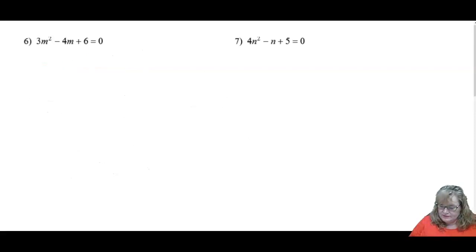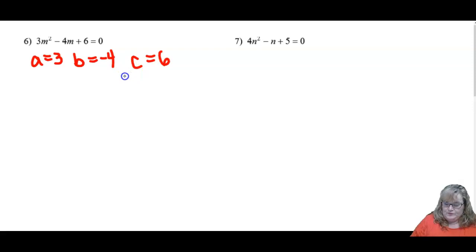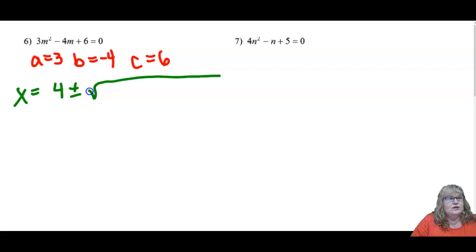Number 6. A is 3, B is negative 4, and C is 6. I have a feeling we're going to have a little bit bigger numbers this time. So x is the opposite of B plus or minus the square root of B squared.